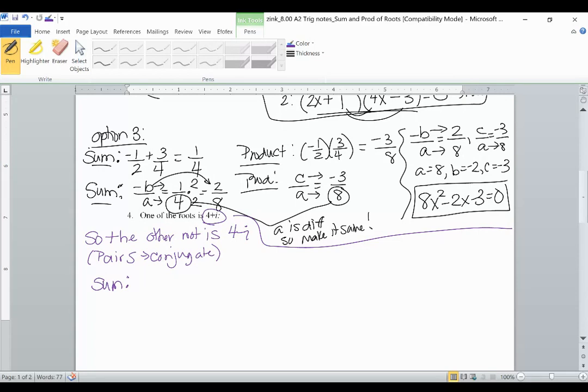So for the sum, we're going to take 4 plus i and add it to 4 minus i. The beauty of this way is that we combine our like terms. 4 and 4 is 8, and those i's actually cancel out. And I'm going to set 8 over 1, so make it into a fraction, equal to my sum formula, negative b over a. Then I'm going to do the product.